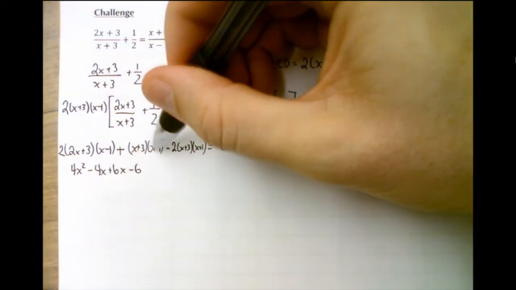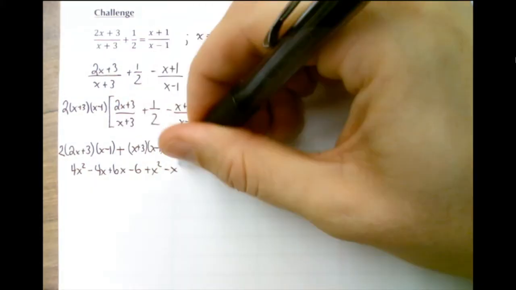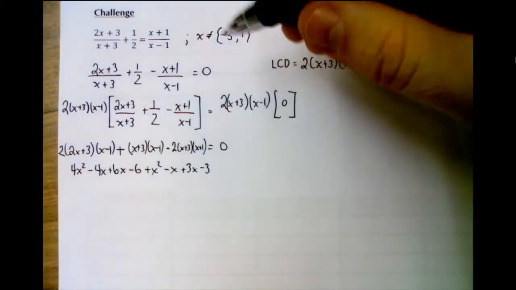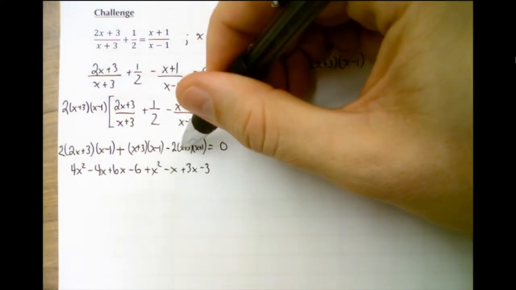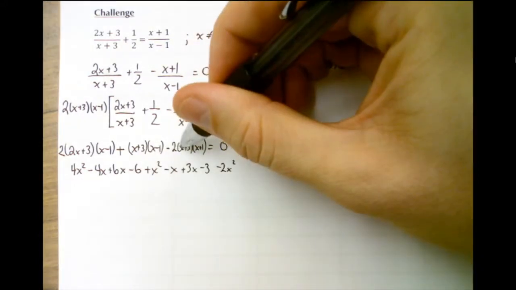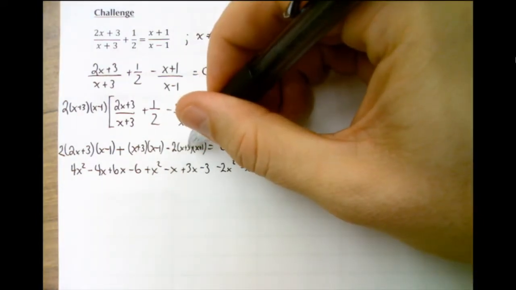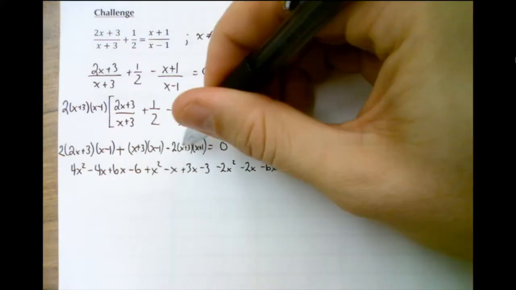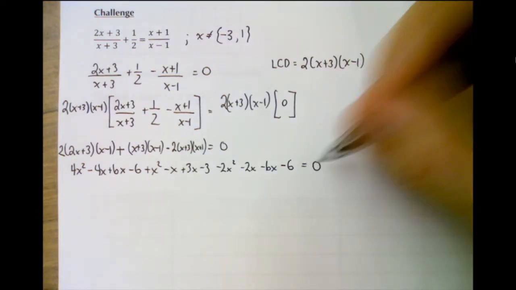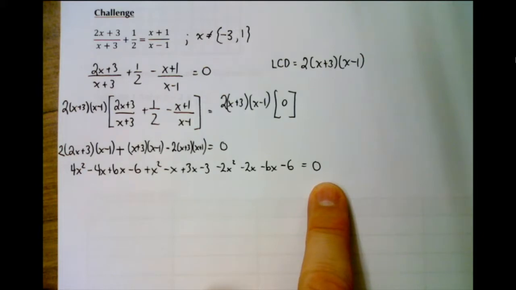Next expanded, x times x is x squared. x times negative 1 is negative x, 3x, and negative 3. This one's going to be a little tricky. Negative 2x times x is negative 2x squared. Negative 2x times 1 is negative 2x. Negative 6 times x is negative 6x, and negative 6 times 1 is negative 6. All right, equals 0. My equal signs aren't lining up anymore. That's all right. We'll make them line up after we collect our like terms.